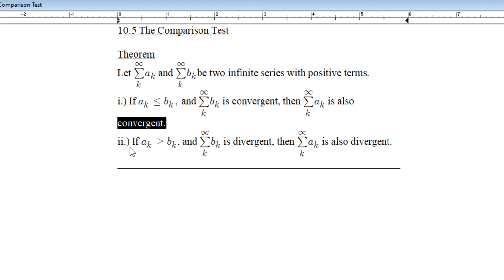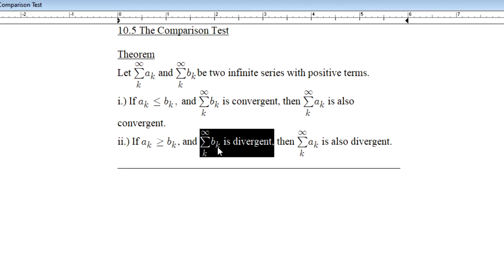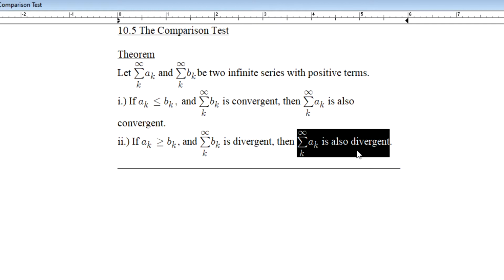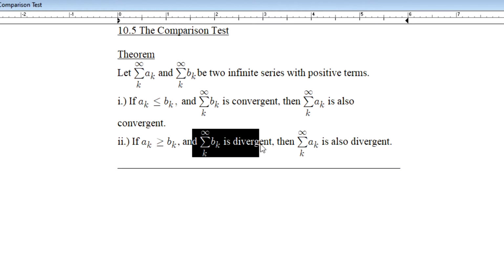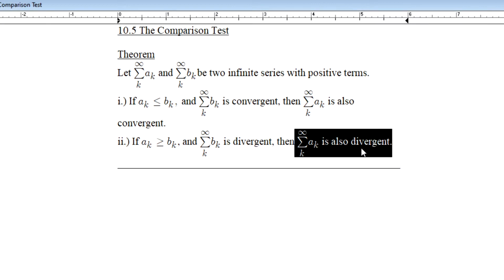The second part gives us a situation involving divergence. If the terms of a sub k are greater than or equal to b sub k, and the series we're comparing to, series b sub k, is divergent, then we can conclude that our given series a sub k is also divergent. If we have a divergent series that we're comparing to, and the terms of that known divergent series are always smaller than or equal to the terms of the given series, then the given series is also divergent. These are known as the comparison tests, folks.